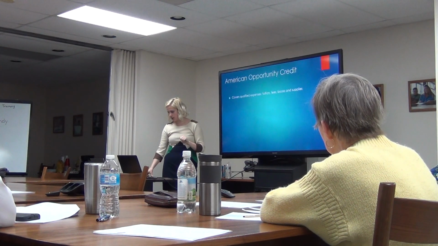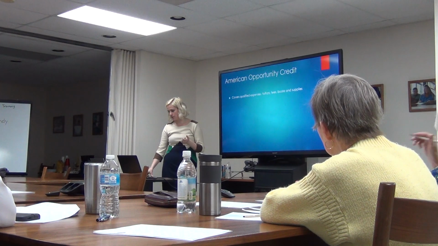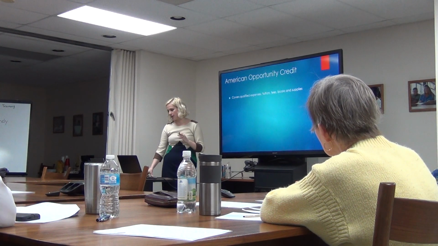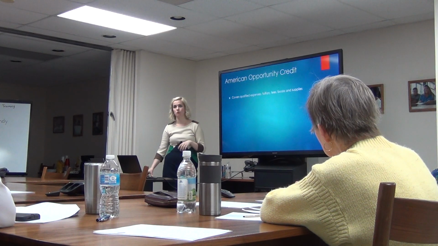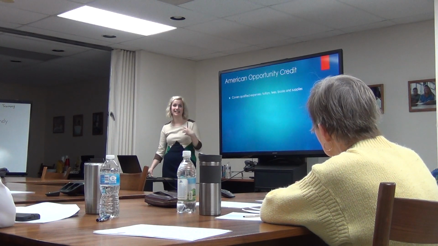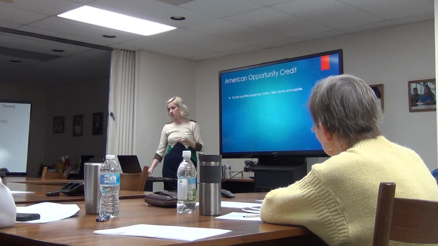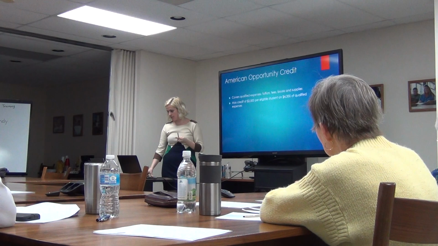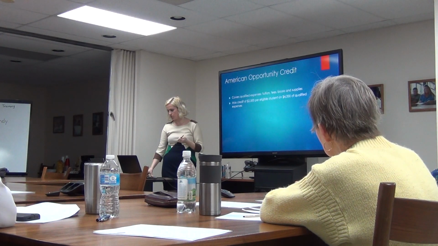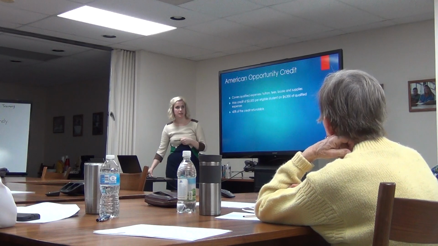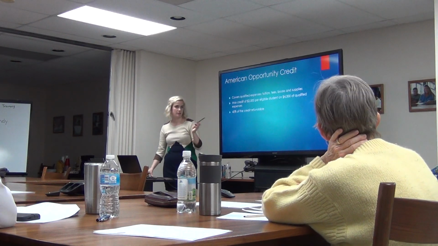So the American Opportunity Credit, qualified expenses are tuition, fees, books and supplies. Qualified expenses in reference to education do not cover room and board. And in fact, if you're getting extra money for room and board, that's income. So keep that in mind. The max credit is 2,500 per eligible student on 4,000 of qualified expenses. 40% of the credit is refundable, but the other 60% cannot give you a refund.